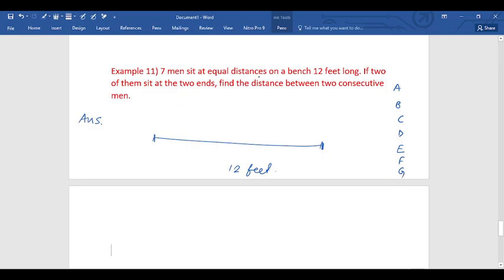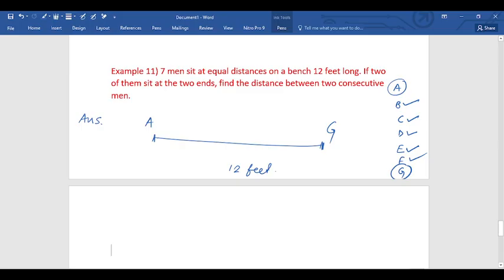7 men sit at equal distances on a bench 12 feet long. If two of them sit at the two ends, suppose A is here and G is here. Find the distance between two consecutive men. Okay. Now, from these 7 men, 2 are at the end of the bench. Now, how many are left? 1, 2, 3, 4, 5.